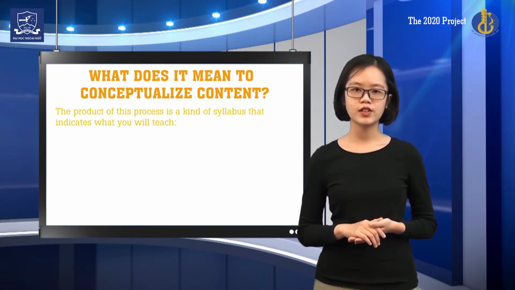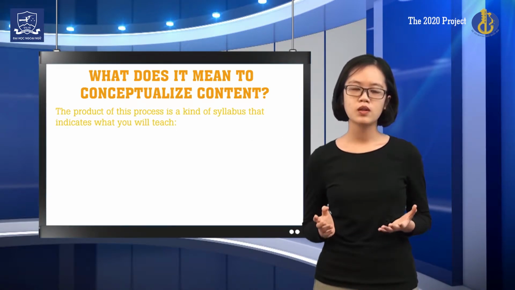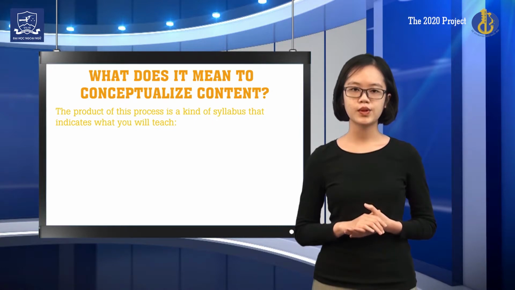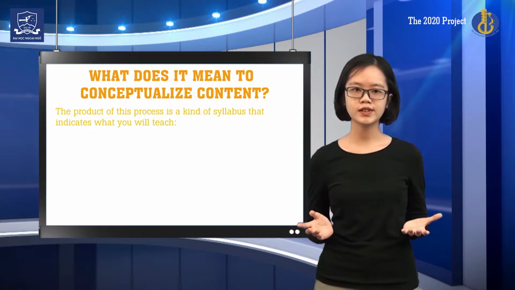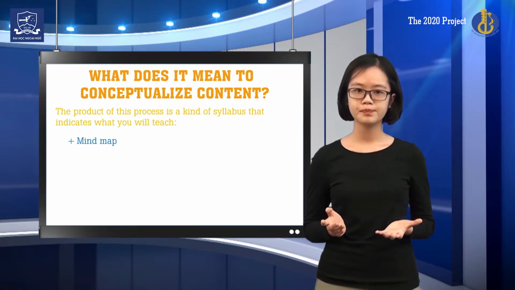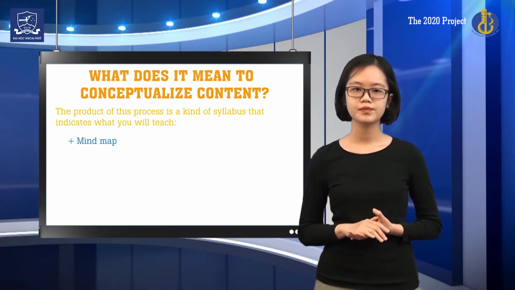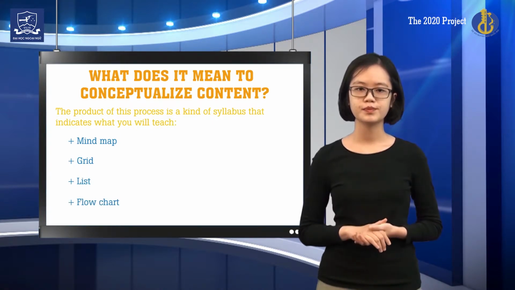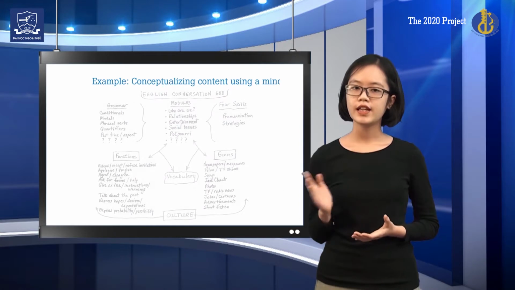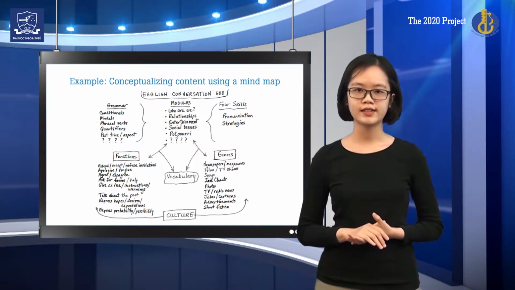The product of this process is a kind of raw syllabus that indicates what you intend to teach in your course. It can take various forms such as a mind map, grid, list, or flowchart. Here is an example of conceptualizing content using a mind map.